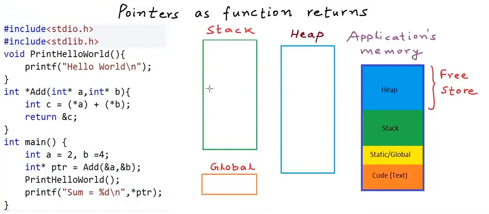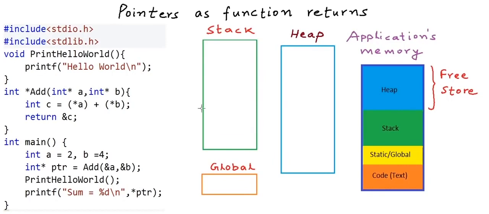I'll come back to this familiar diagram of various sections of application's memory. The memory that is allocated to a program is typically divided into these sections. All the local variables and the information about function call executions go into the stack. So let us run through this code. Let us simulate this code and see what's really happening in the memory.